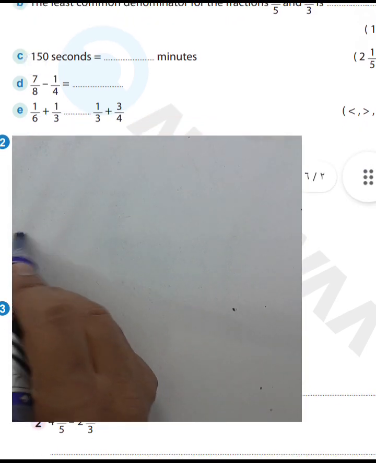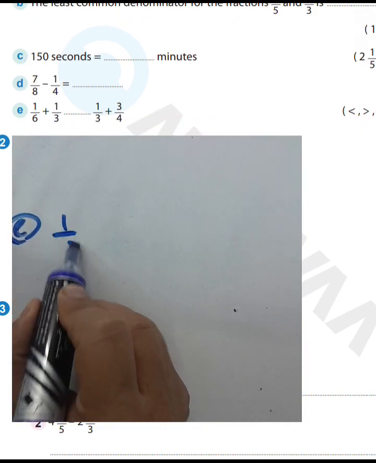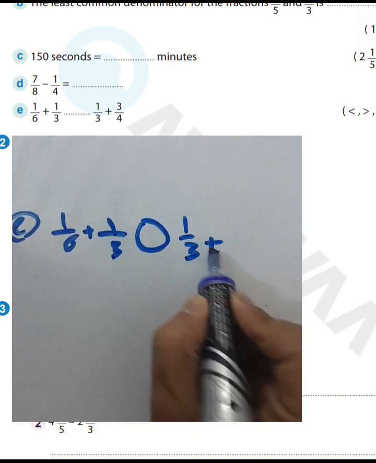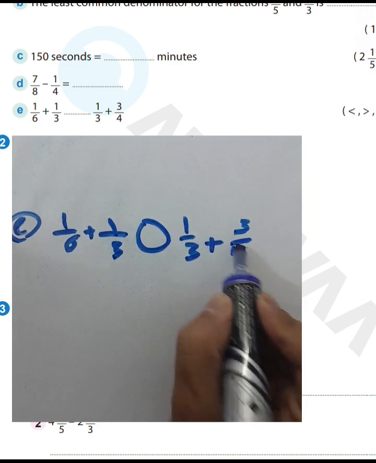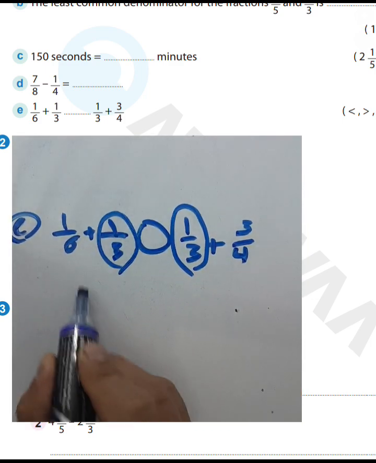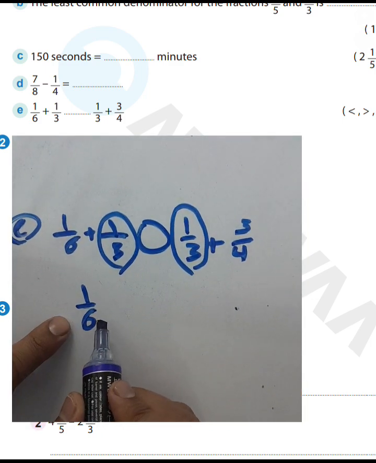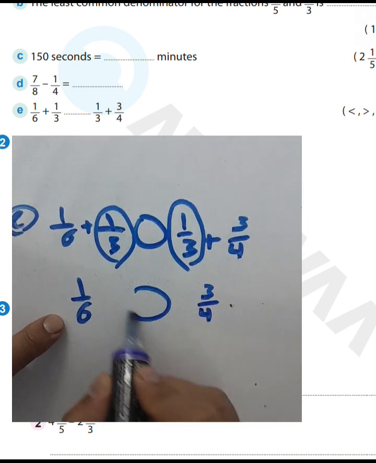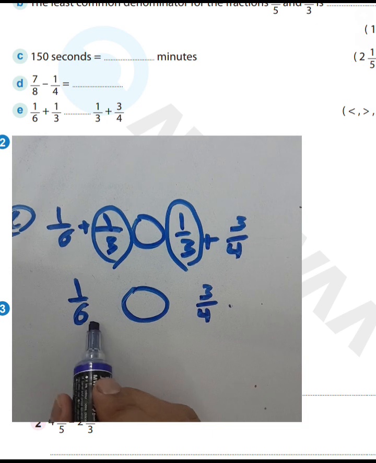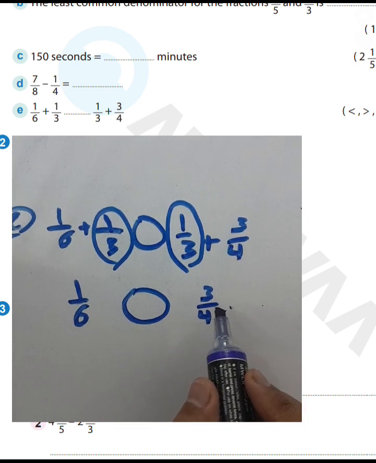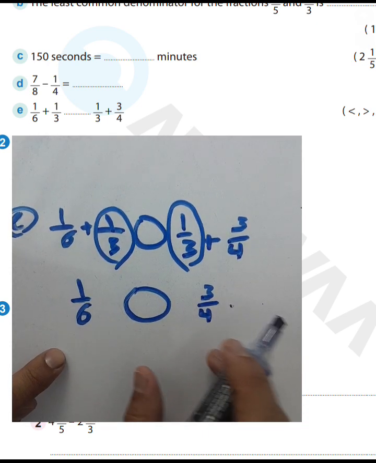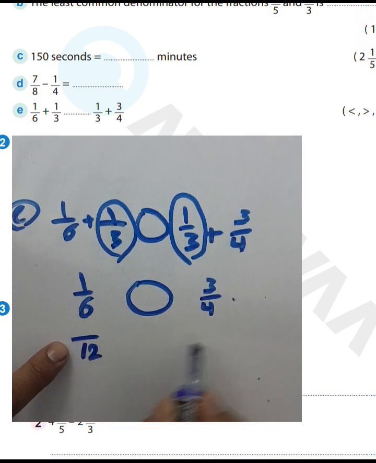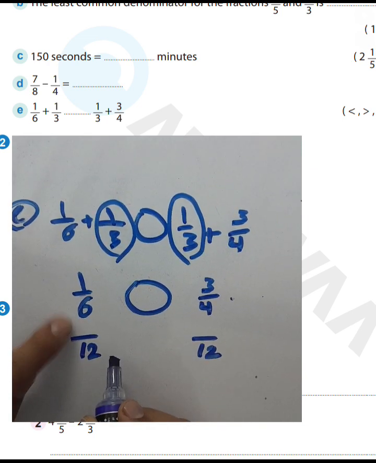Question letter E. 1 over 6 and 3 over 4. Which is the greatest number, 1 over 6 or 3 over 4? To compare between these numbers, you can write the least common multiple between them. The least common multiple between them equals 12. You can convert 6 to be 12 by multiplying by 2.